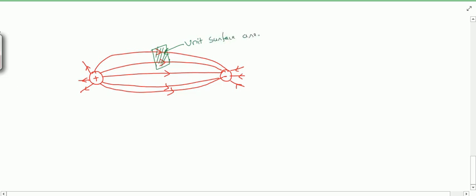अब यहाँ पर अगर मैं एक यूनिट सरफेस एरिया प्लेस कर दूं, सो जितनी फ्लक्स लाइंस इस यूनिट सरफेस एरिया से पास हो रही होंगी, the number of electric field lines or flux lines which are passing through it will give the electric flux density. I have already written that it is total electric flux per unit area.